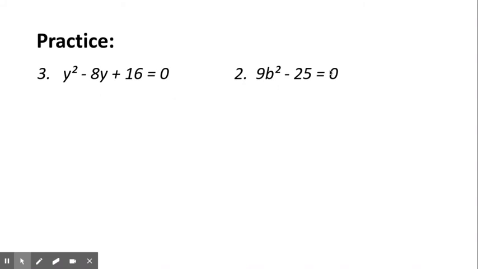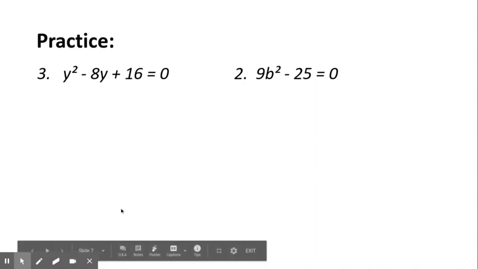For this one here, this is factoring a perfect square. I can see that there's a square root of 9, a square root of 25, so it helps me factor it. It just would be 3b minus 5, and then 3b plus 5. When you solve this equation, you're going to get b equals 5/3 or b equals negative 5/3.